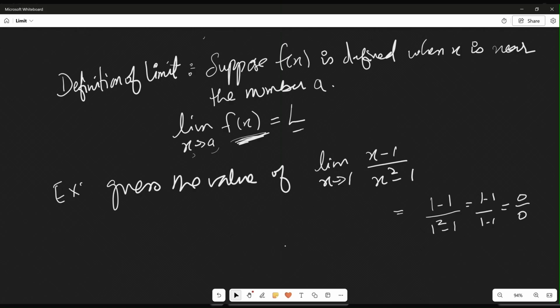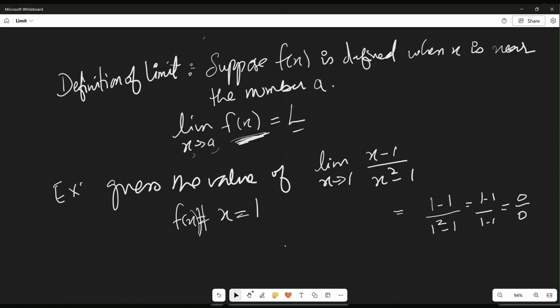We're trying to find a value close to that value where the function is defined. Maybe not at 1, but somewhere close to 1 where this function is defined. So that's where the limit plays its role. As we already know, the function is not defined when x is equal to 1.